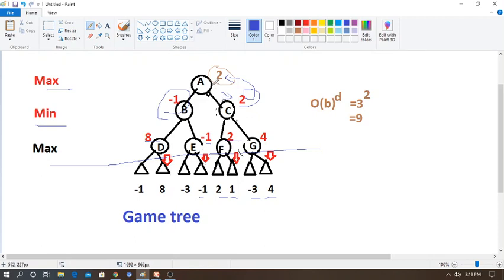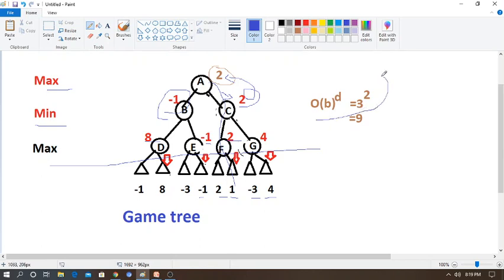So now the actual path is what? A to C and F. So ACF is the way to select the solution for this given gaming problem. These are the concepts we can use not only in tic-tac-toe but also in chess, because chess has a lot of possibilities. Now consider this.